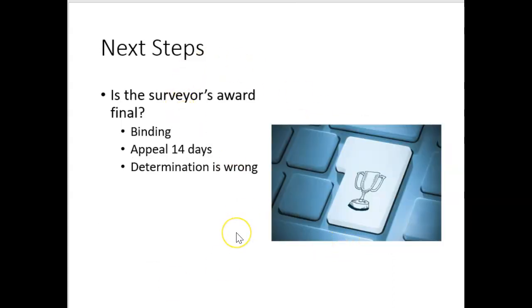Now, each surveyor, if they agree, will issue a surveyor's award. It's final, it's binding. However, if the building owner or adjoining owner can prove that one or other of the surveyors was negligent and acted outside of the Act, then they can appeal within 14 days.